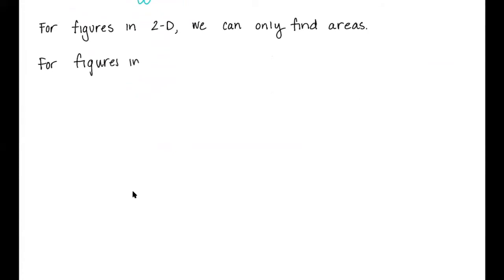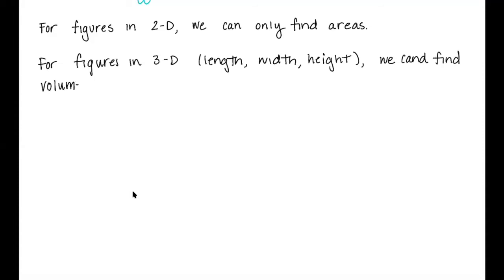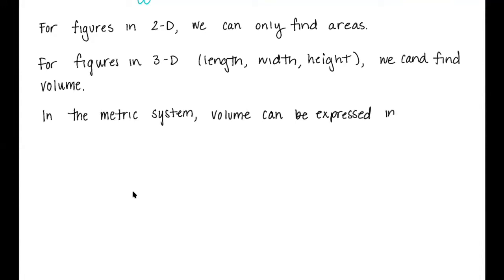So for figures in 2D, we can only find areas. For figures in 3D, which means it has a length, width, and height, we can find its volume. Okay, so in the metric system, volume can be expressed in liters or cubic meters, since both describe occupying space.